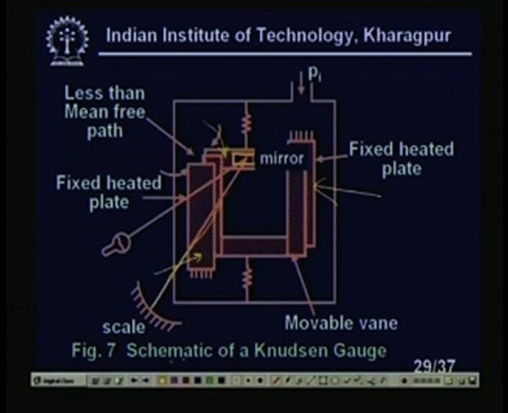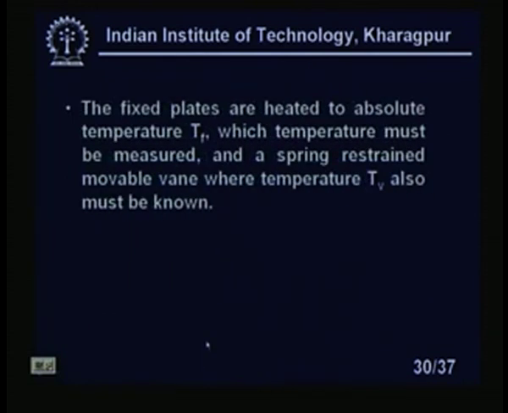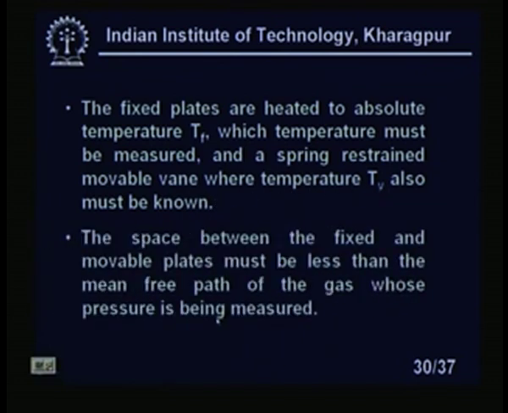Let us look at it. The fixed plates are heated to absolute temperature Tf, which must be measured, and the spring restrained movable vane has a temperature Tv, which also must be known. The space between the fixed and the movable plates must be less than the mean free path of the gas whose pressure is being measured.